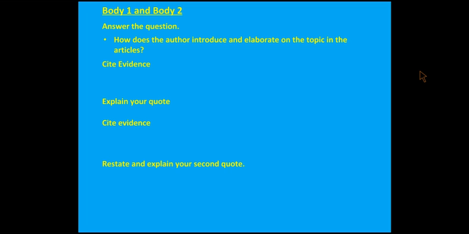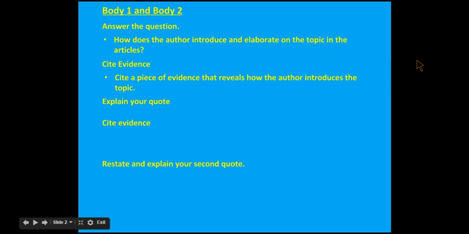Now, I know that the second part of my body paragraph is always citing evidence, but what does that really mean? I can't just pull a quote from anywhere, right? What do I have to do? Great job. My first piece of evidence needs to be a piece of evidence that reveals how the author introduces the topic. Now, little hint, the author is going to introduce the topic in the first paragraph.